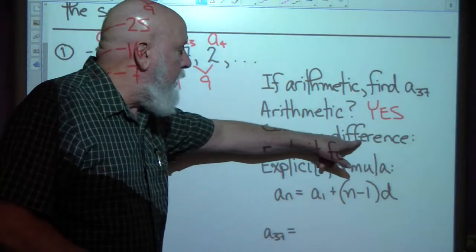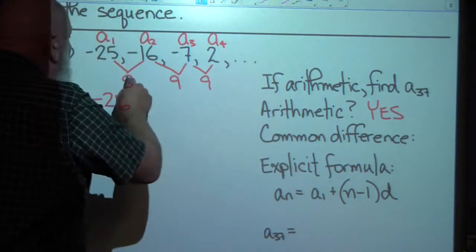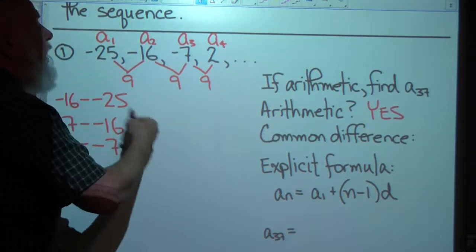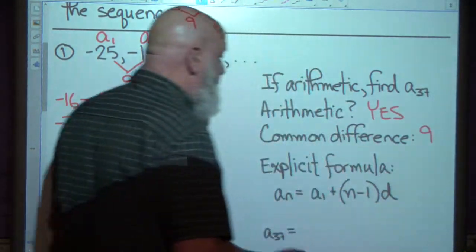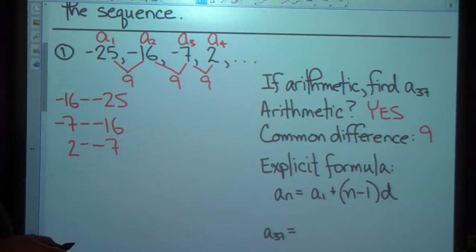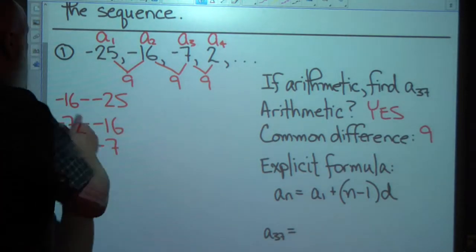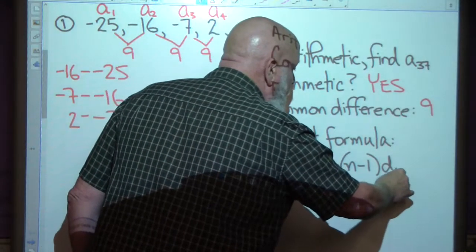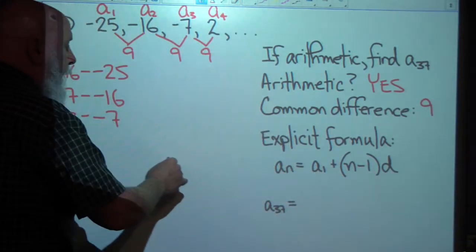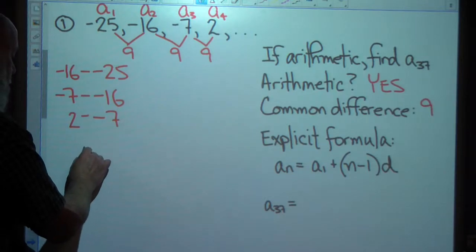The common difference is whatever our constant difference is. So we can find that very easily. The common difference is 9. Okay? The explicit formula, we'll be asked to find the explicit formula, and this is the general form of it. And what we're going to do is take the general form of the explicit formula.